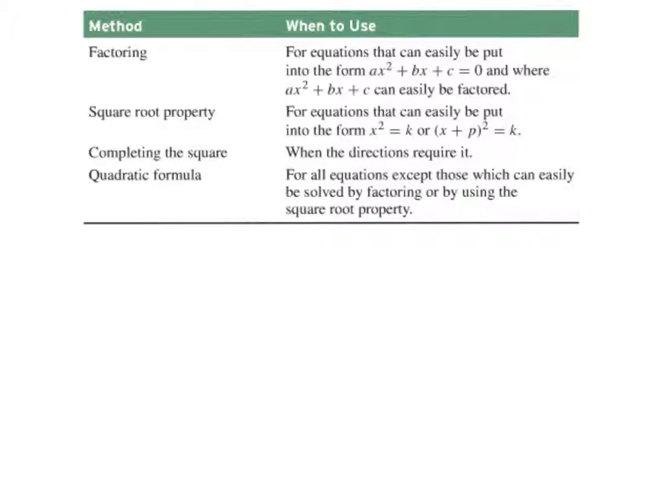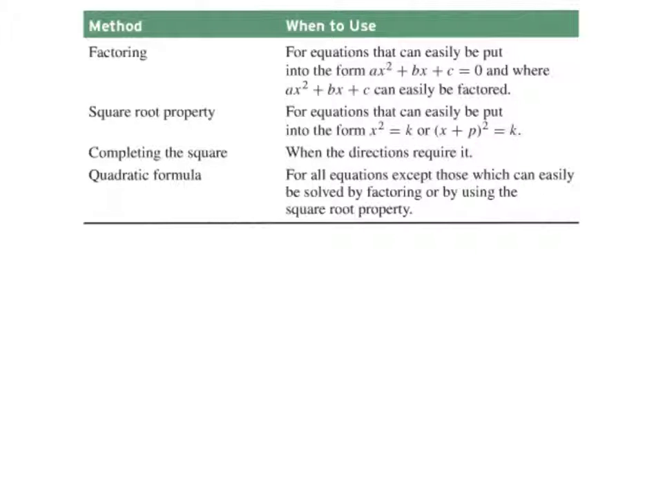Factor it down and then set each factor equal to 0 and solve them separately. As far as the square root property, if the equation has the form x squared equals a number, or x plus some number in parentheses squared equals a number, then that's the perfect time to use the square root property to solve it.